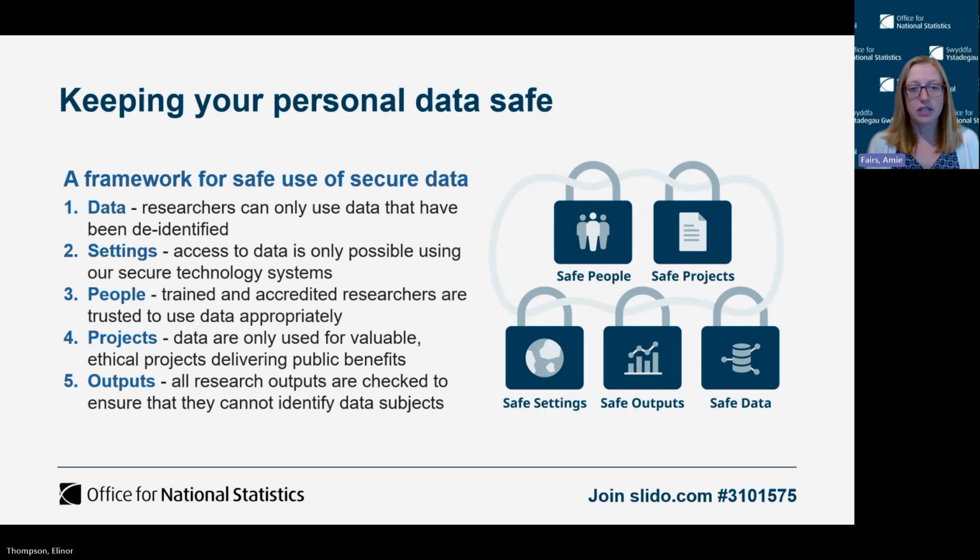And the safe outputs is that our outputs are checked to ensure we cannot identify data subjects. While everything is de-identified, there is a point at which, for instance, someone could die of such a rare illness in a specific area that they're the only person in a specific year that died of that illness in that place, and that makes them identifiable. So we have a lot of procedures to make sure that kind of thing doesn't come out as an output.